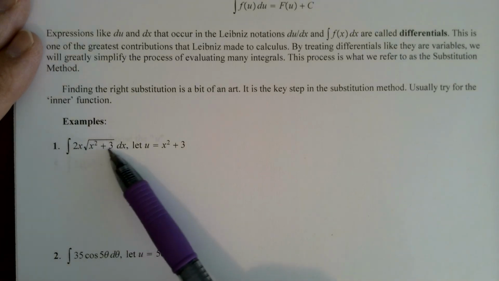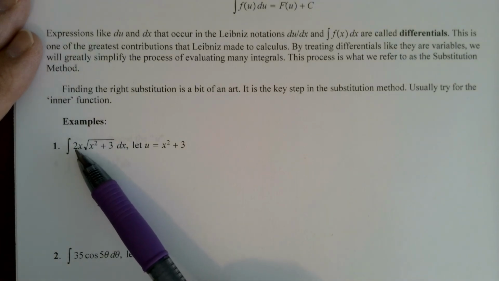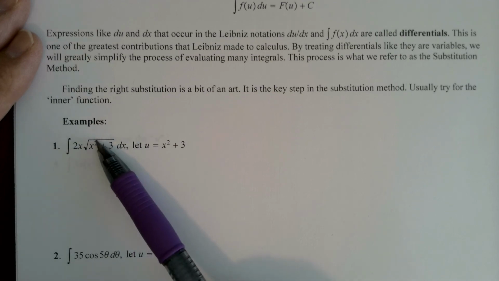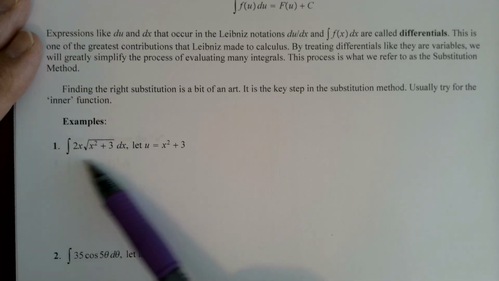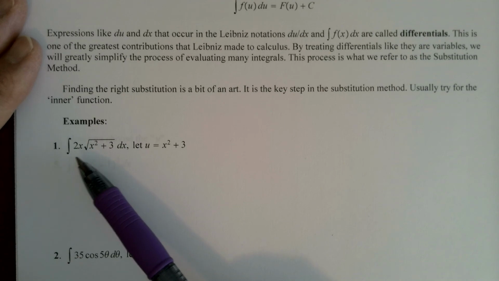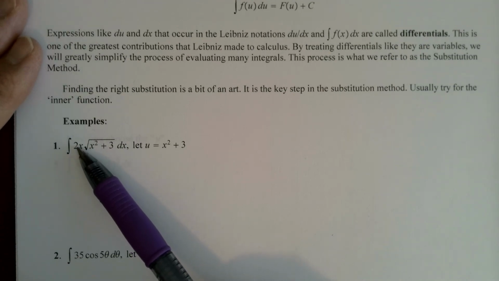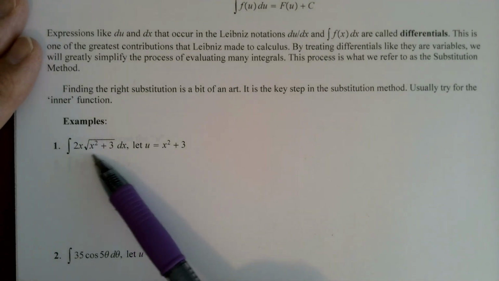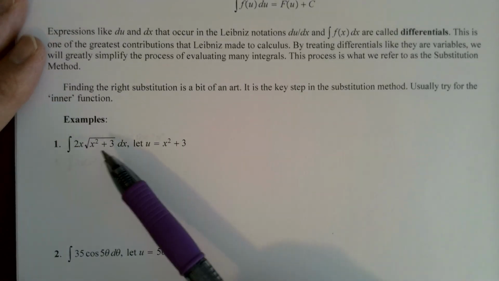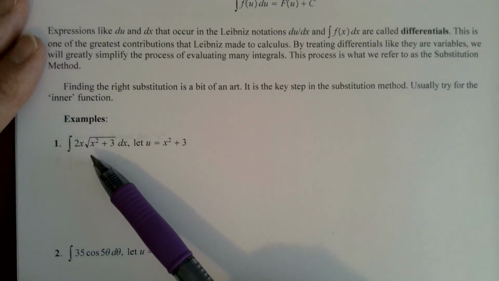Notice I couldn't normally just find the antiderivative. Remember, you can't find the antiderivative of 2x and then the antiderivative of this somehow and multiply the two together. That's not going to work. I can't distribute the 2x inside the square root, right? I can't do that. And so we're really kind of at a loss.